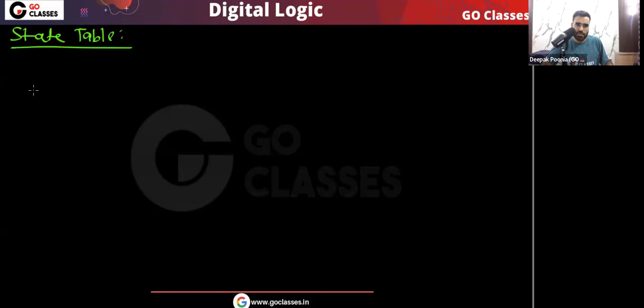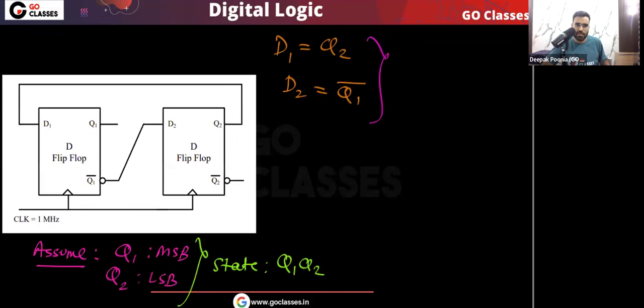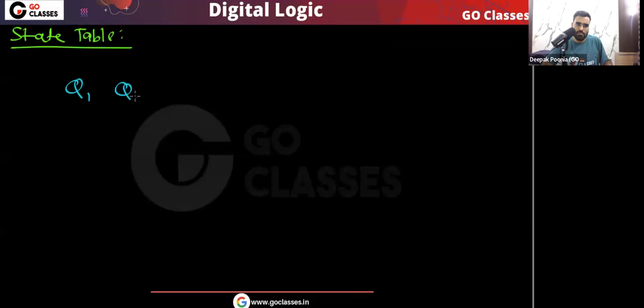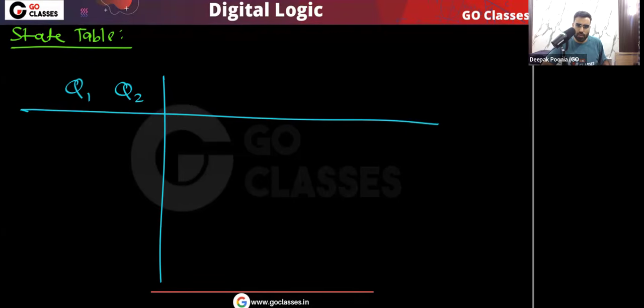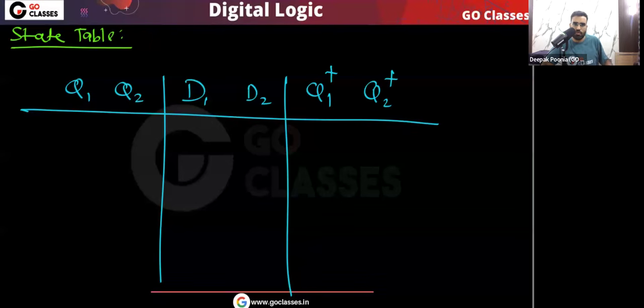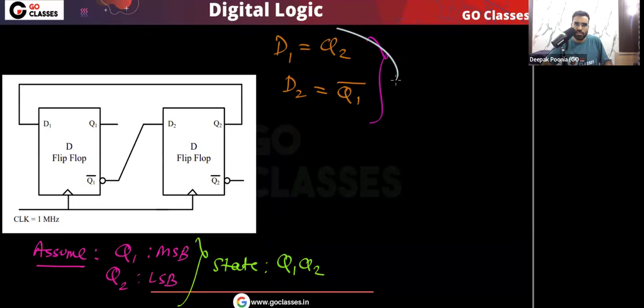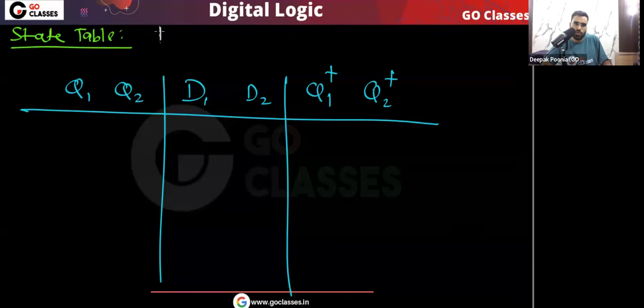So in the state table, first we will make the column for present state. Present state means flip flop outputs, so Q1 Q2. Then flip flop inputs, that is D1 D2. And then next state, that is Q1 next, Q2 next. And the flip flop input equations that I have written, let me write them here. You can see D1 is Q2 and D2 is Q1 bar.